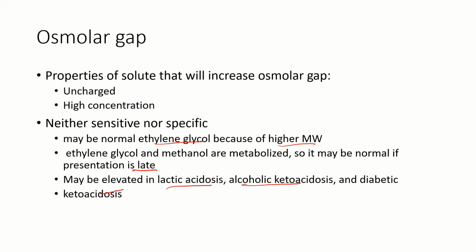So what is the main use? The main use is in cases where detection of these toxic substances is not directly possible. For example, if we are not able to measure directly the value of ethylene glycol, then when the patient presents, we can quickly do a blood gas and see that okay, the osmolar gap is high in case of metabolic acidosis, so this might be some kind of toxic ingestion.